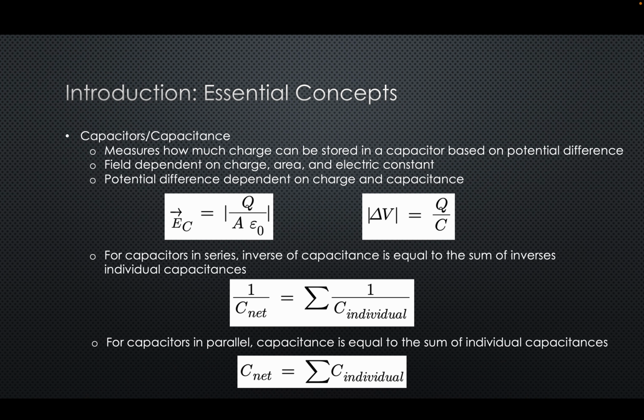Capacitors work in an opposite way almost. Resistors resist the flow of current, whereas capacitors store charge between two separated metal plates. And in this case, as you can see, that's the formula for capacitance and the potential difference across a capacitor. For capacitors in series, the inverse of the net capacitance is equal to the sum of the inverses of all the capacitances, whereas when they're in parallel, the capacitance is equal to the sum of all the individual capacitances.